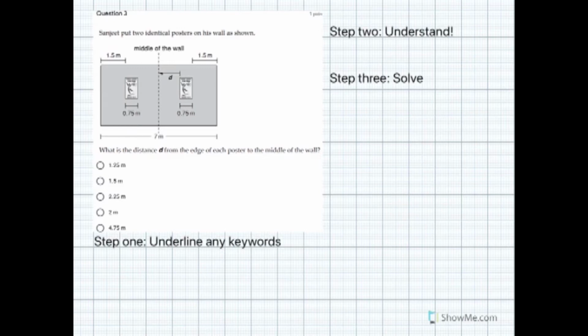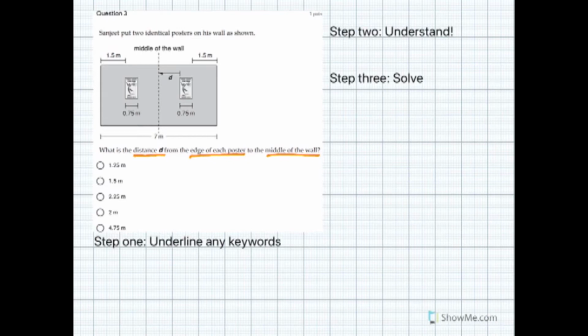Question 3. Sanjit put 2 identical posters on his wall as shown. What is the distance D from the edge of each poster to the middle of the wall? Step 1 is to underline any key words. Key is the word distance, which is represented by the letter D. Step 2 is to understand that we need to find the distance from the edge of the poster to the middle of the wall.